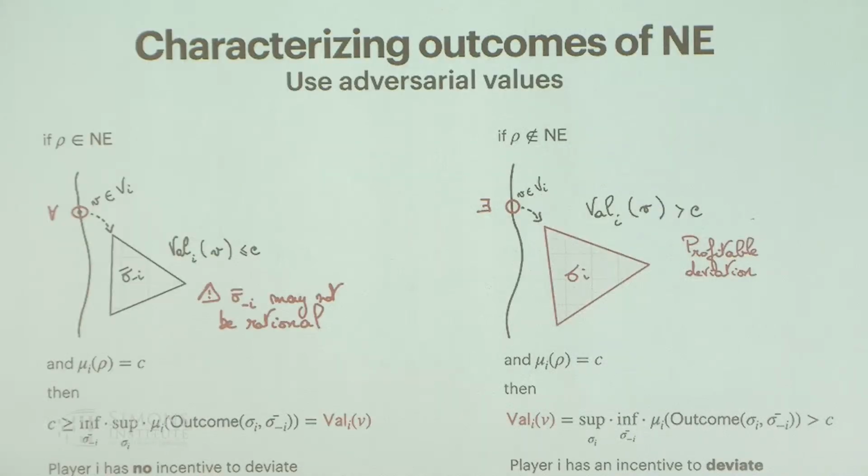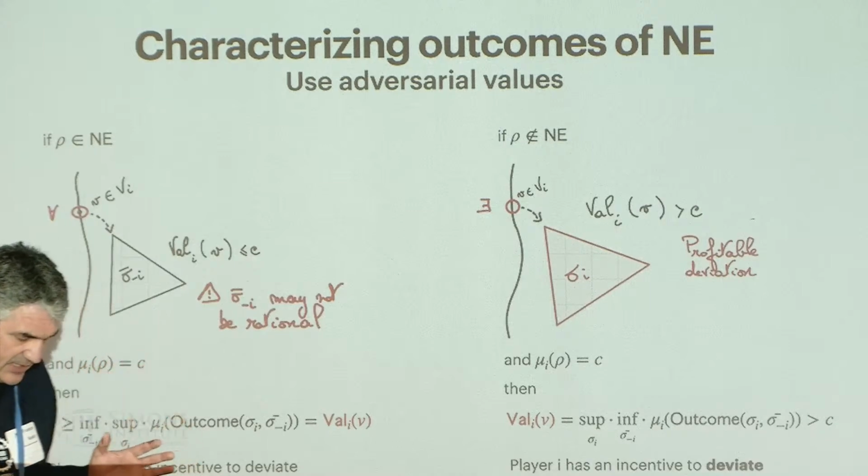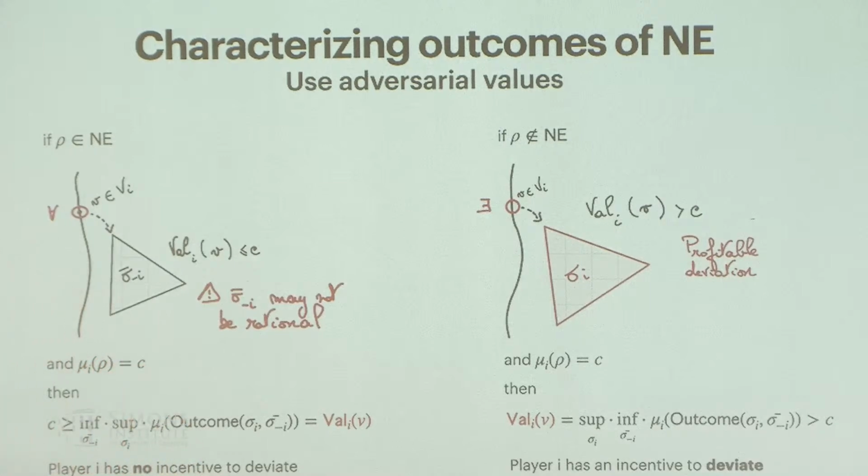Okay, so now I would like to characterize what are the outcomes that are supported by a Nash equilibrium in an arena. I claim that I can do the following reasoning. The characterization will be general, and then I will say how it goes for parity and for mean payoff.